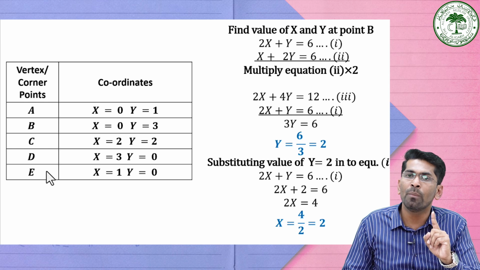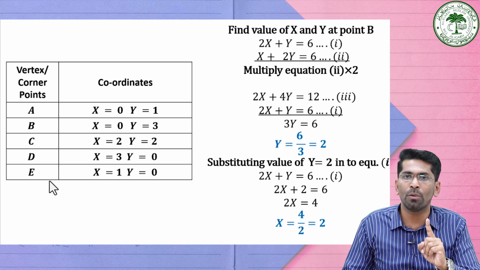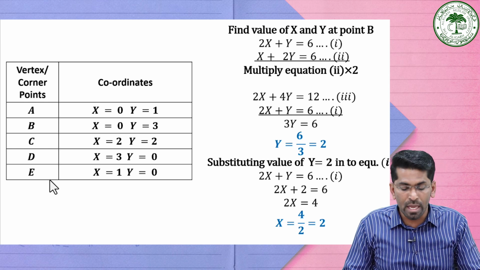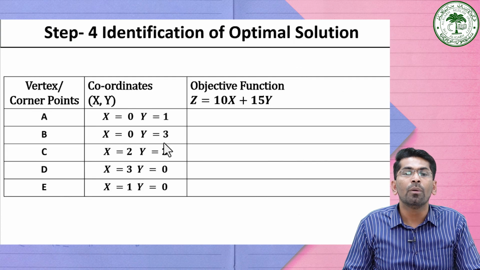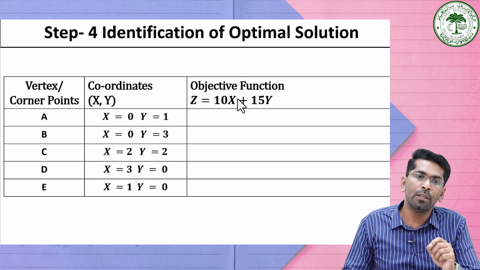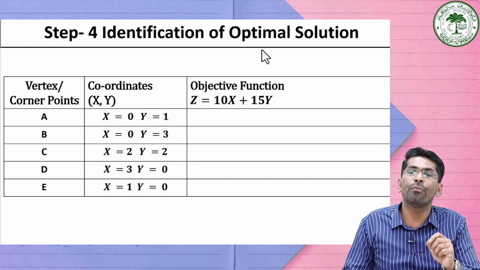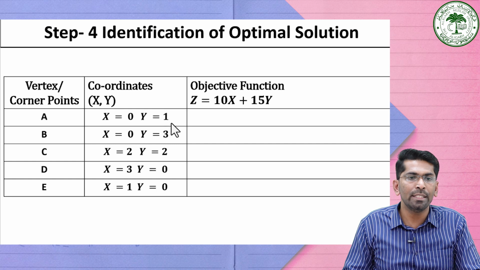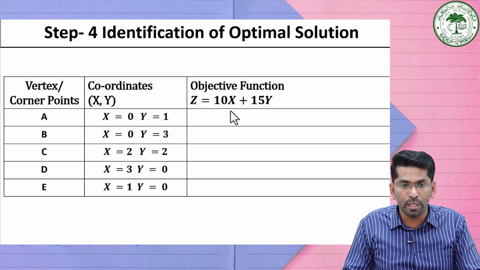We have the problem which is related to the maximization of the profit. So the maximum value will give you the optimal point. We are going to substitute the values of x and y into the objective function so as to identify our optimal solution. So at point A, the value of x is equal to 0 and the value of y is equal to 1. So I am going to substitute here.